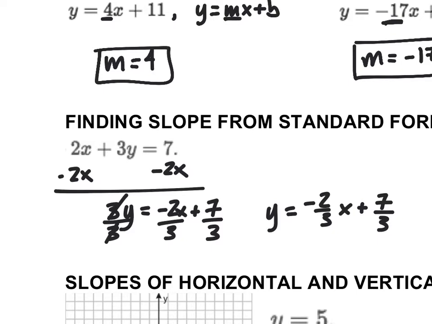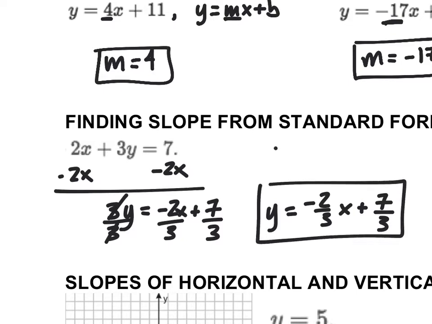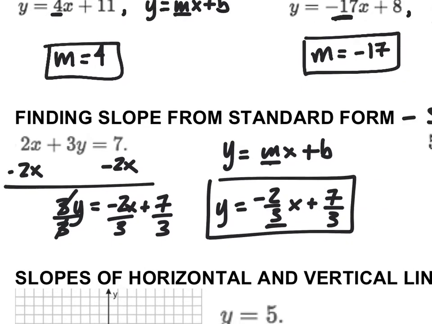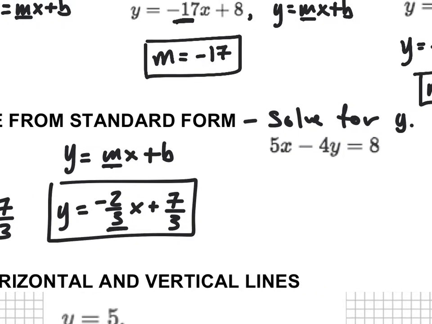All right, now this is in the form of y equals mx plus b. I'm just identifying the number that's in front of the x, which is negative 2/3. So my slope here, m, is equal to negative 2/3, and that's all I'm doing.